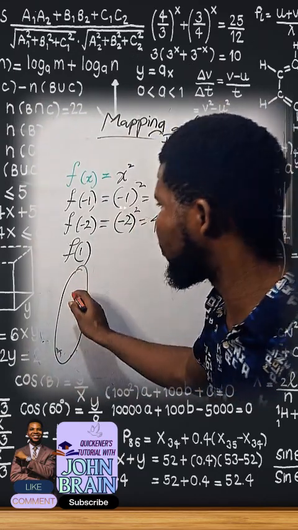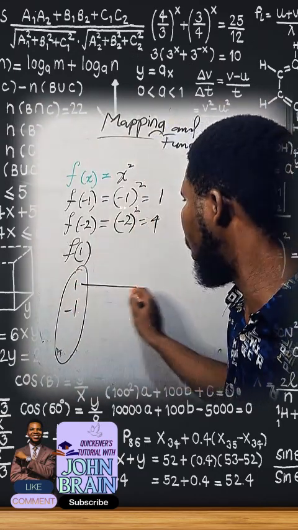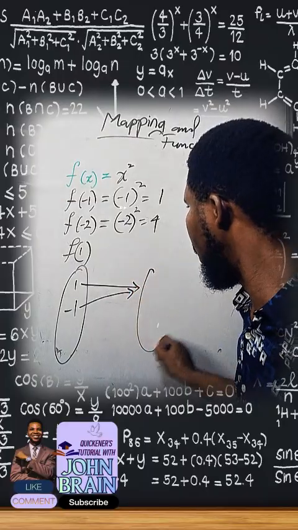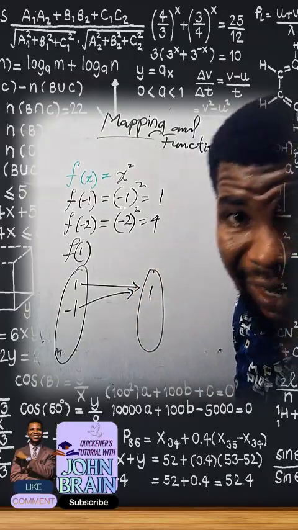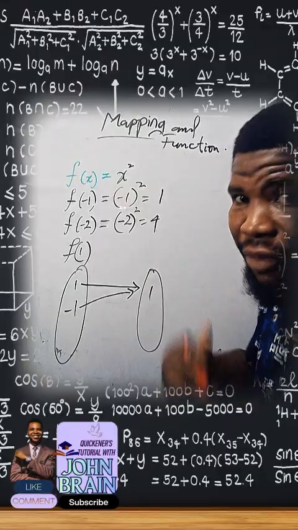Can you see? So you have two different elements from the same domain producing the same element in the codomain. Alright, so what am I talking about? I'm talking about 1 and minus 1. Both of them will give you 1. You understand now? Alright? So I have all that.